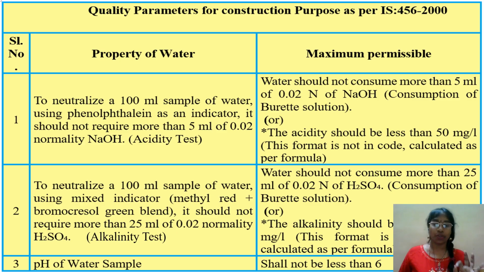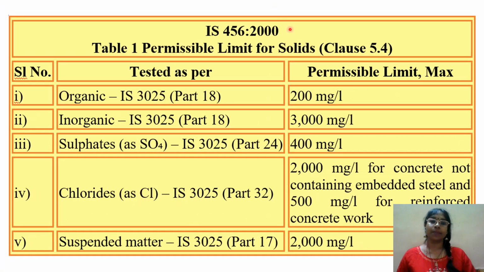Now, here you should note one thing. In a usual alkalinity test, we will use the methyl orange indicator. But here we are not going to use methyl orange indicator. We are going to use mixed indicator. So now, the pH of the water sample should not be less than 6.